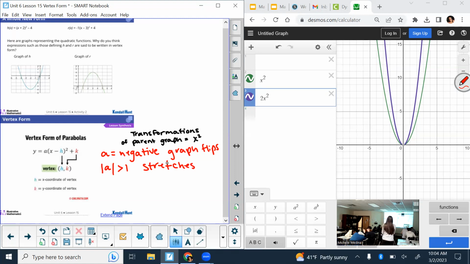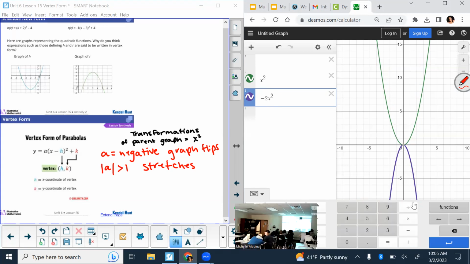And when I say absolute value, here's what I mean. So even if I make this a -2, will the graph still be more narrow? Let's see. Yeah, it's still more narrow. The negative makes it flip, but it's the fact that the absolute value is 2 that makes it more narrow. Does that make sense? Okay. So then, if the absolute value of A is greater than 1, it stretches.